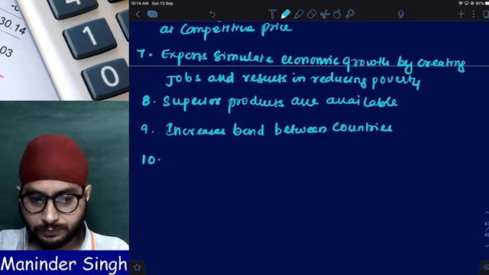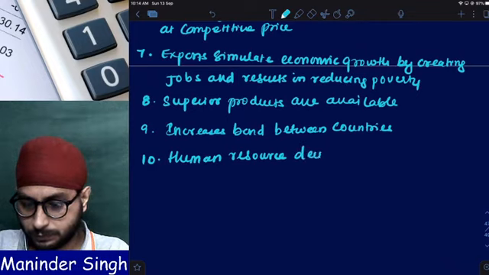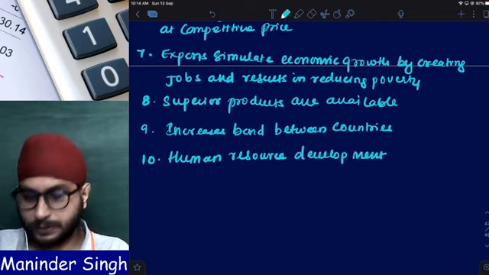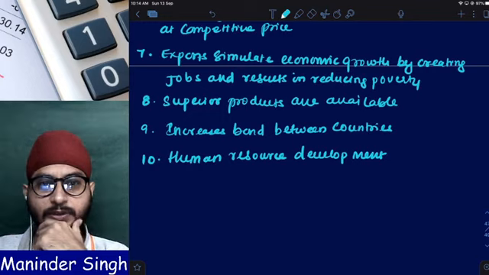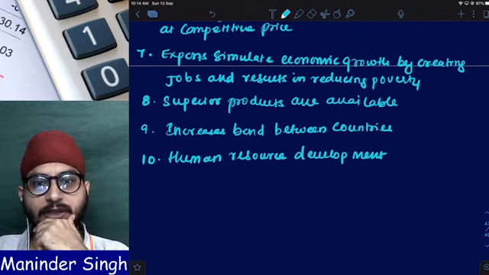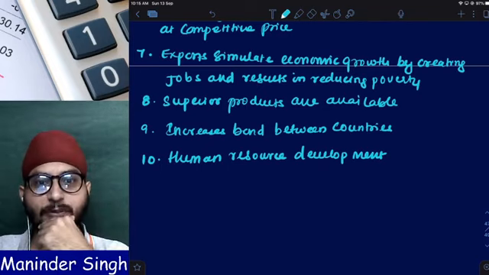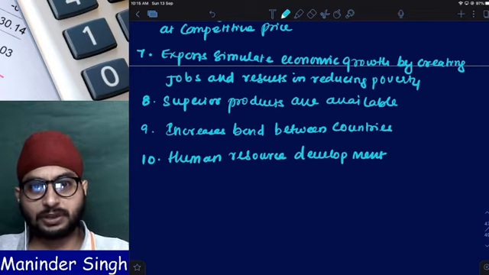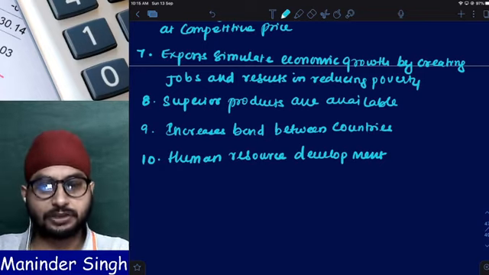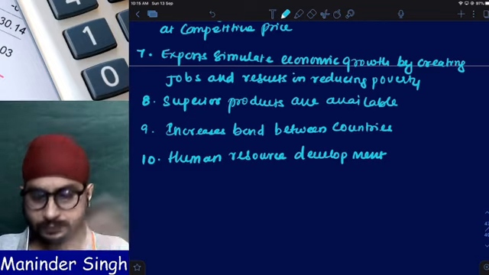Next, human resource development. Earlier, to get a job, you needed to have a degree, plus a lot of qualifications were required. Now, since call centers have come, even a 10th pass person is getting a job nowadays in India. Even an intermediate pass person is getting a job in a call center. Foreign companies are coming to India and giving jobs in India. Is it helping a human being to develop in a country? Yes.